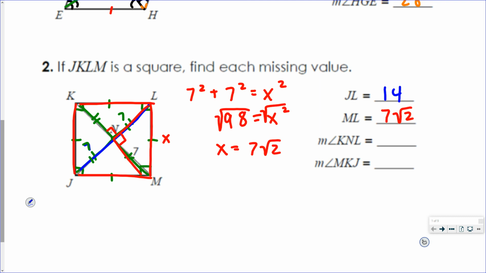Okay. Measure of angle KNL. Where is KNL? Oh, I already marked that. KNL would be how many degrees? 90. Diagonals are perpendicular.